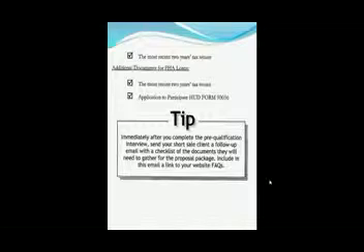Okay, so immediately after you complete the pre-qualification interview, send your short sale client a follow-up email with a checklist of the documents they will need to gather for the proposal package. Include in this email a link to your website. So those are the frequently asked questions.